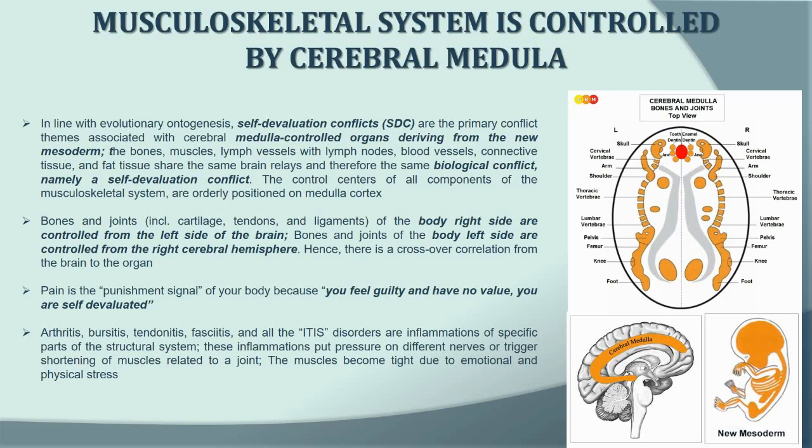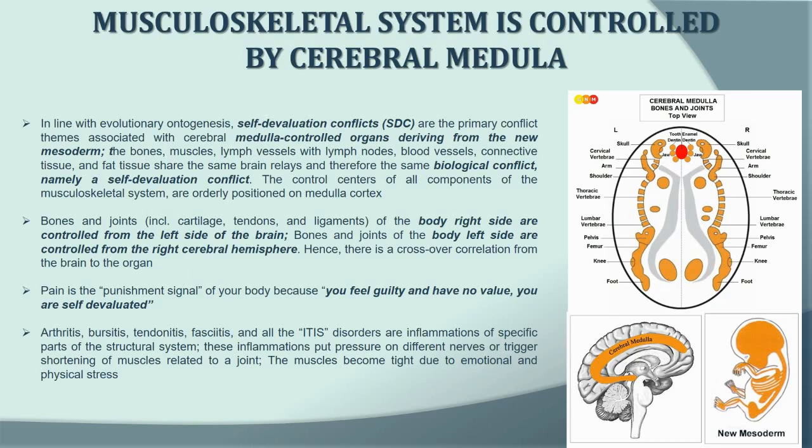Bones and joints, including your cartilages, your tendons and ligaments of the body's right side, are controlled from the left side of the brain. Bones and joints on the body's left side are controlled from the right cerebral hemisphere. Hence, there is a crossover correlation from the brain to the organ. Pain is the punishment signal of your body because you feel guilty and have no value and you are self-devaluated.